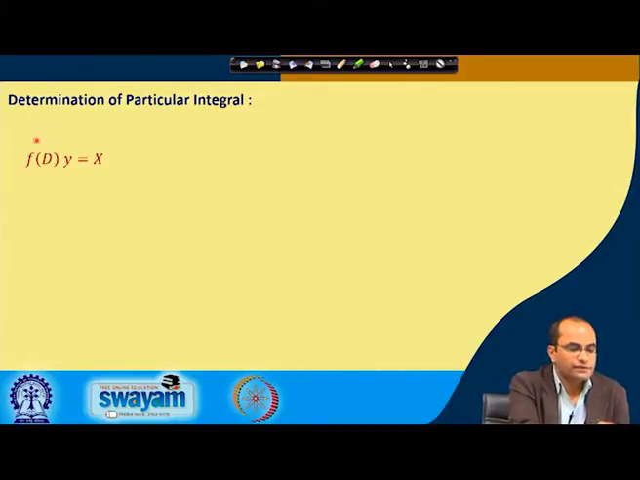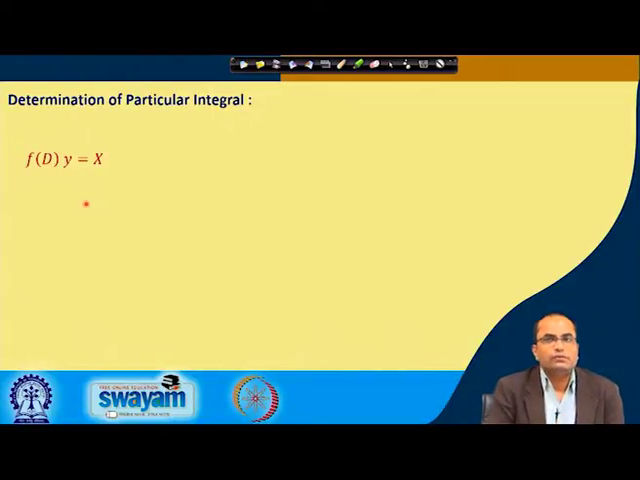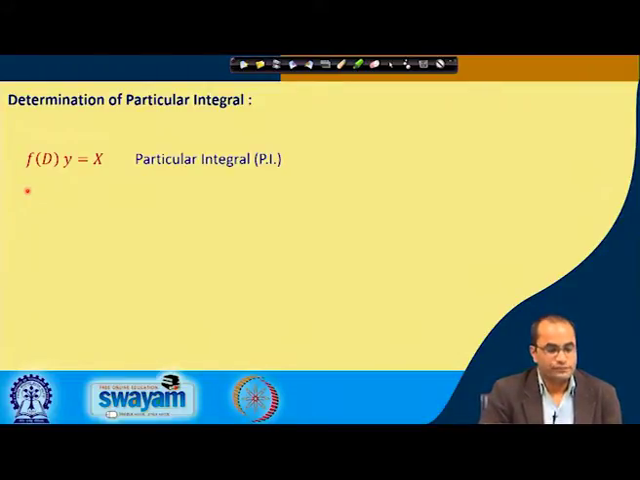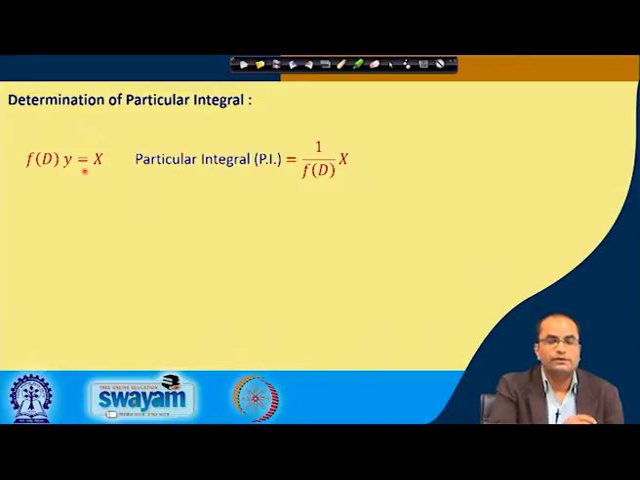So, the given differential equation written in operator form is f(D) y = X, where X is a function of small x, and this expression f(D) has been already discussed in the previous lecture. The particular integral, or a particular solution of this equation, we will denote as 1 over f(D) operated on X.